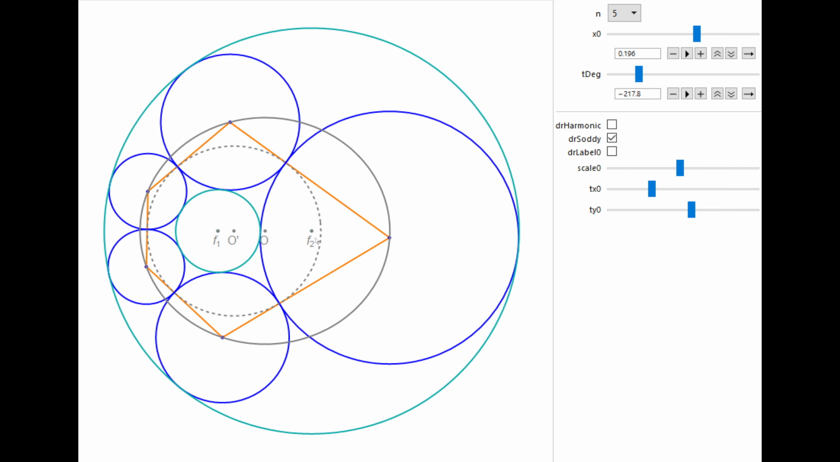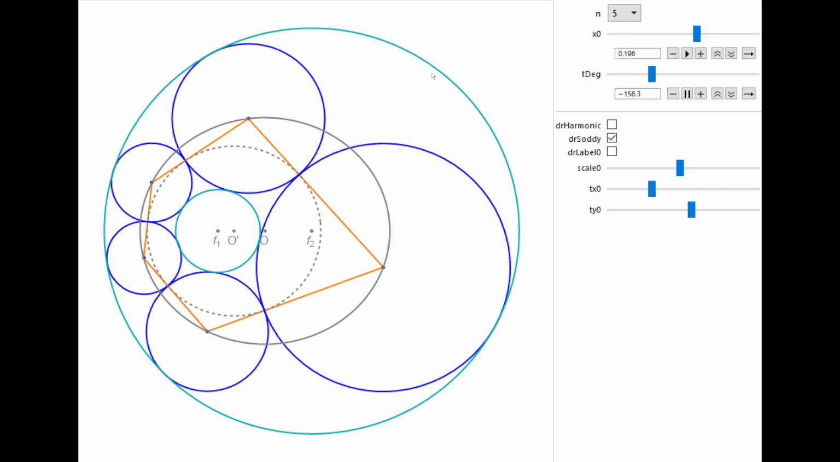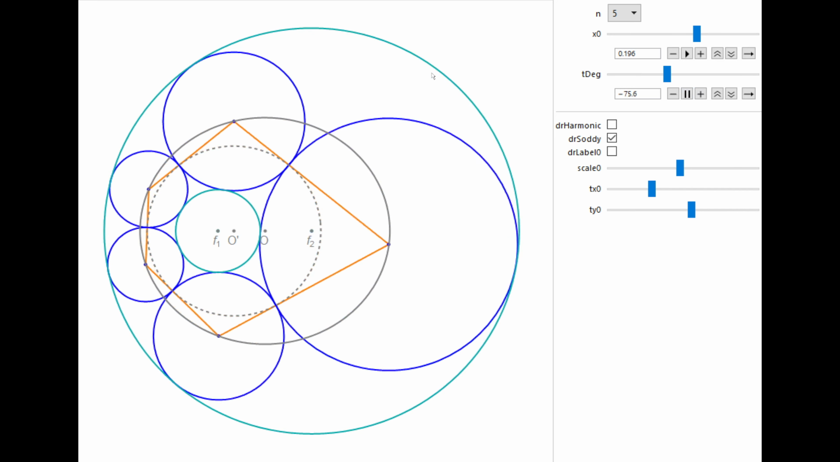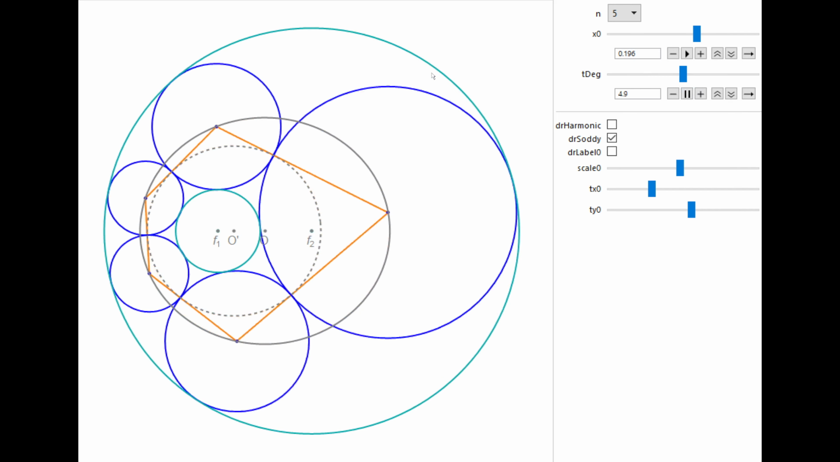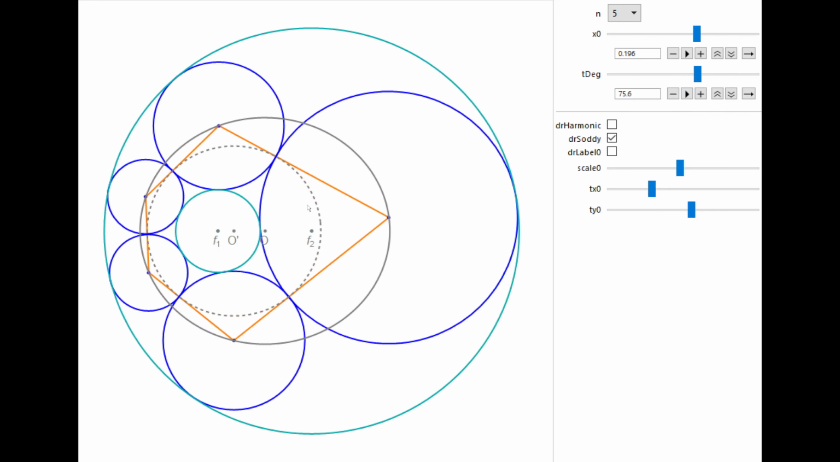Now the foci of that outer ellipse are precisely the two centers of the inner and outer Soddy circle. So let's see this in motion. Okay, and of course the center of this outer ellipse here is the midpoint between the foci. Now I have another center here, which is the center O prime of the caustic to this family, which happens to be a circle.